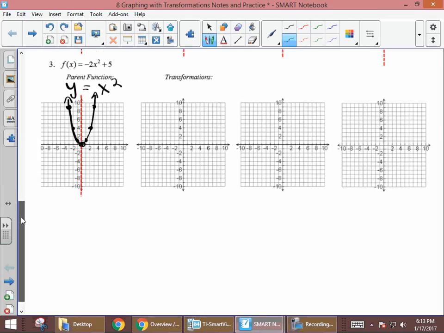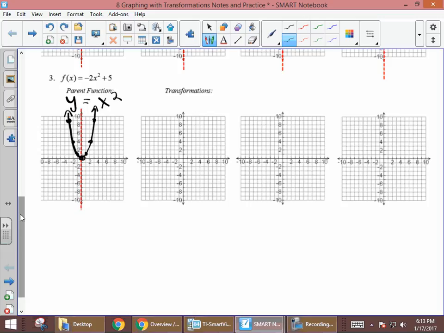The first transformation, we've got a 2 out front. So we're going to multiply everything times 2. We're going to double the distance from the x-axis away. The axis of symmetry stays here. So we go 0, 0. 1 away was 1, double that. I'm now 2 away. 2 away was 4, double that. It's now 8 away. Anything else will be off the graph.